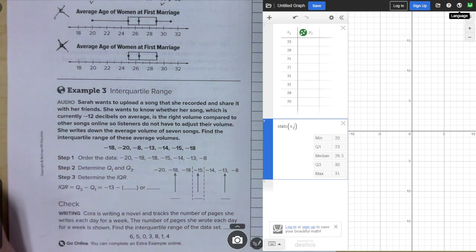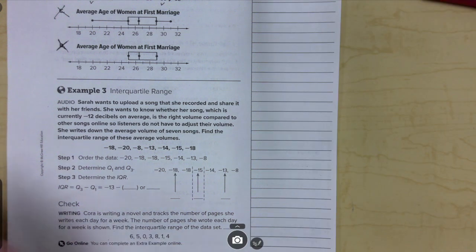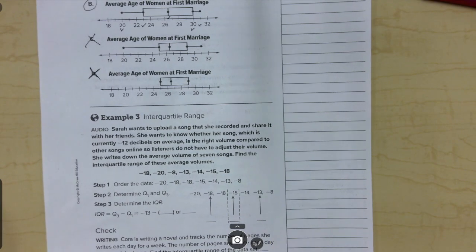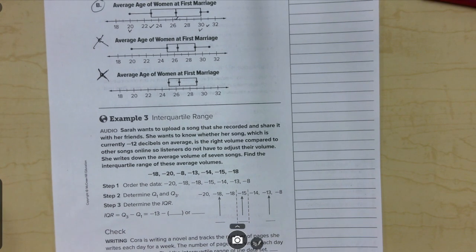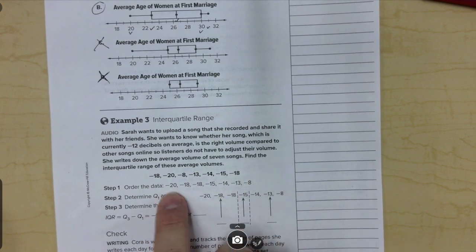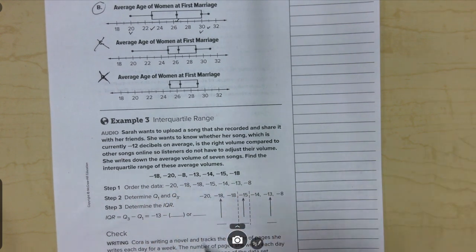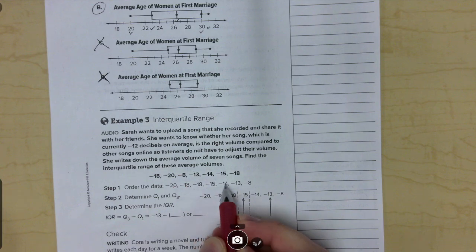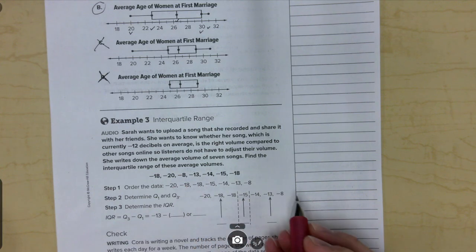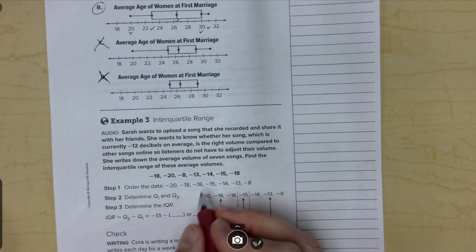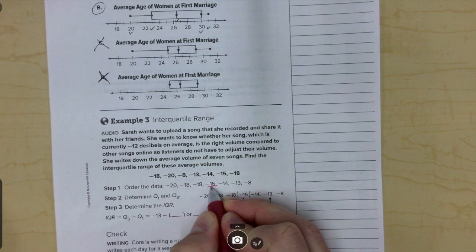All right, we don't need Desmos for this, so let's turn that off for now. So we have our data values. They've ordered them. There's 1, 2, 3, 4, 5, 6, 7 values. So if there's 7 values, that means the 4th point will be our median.